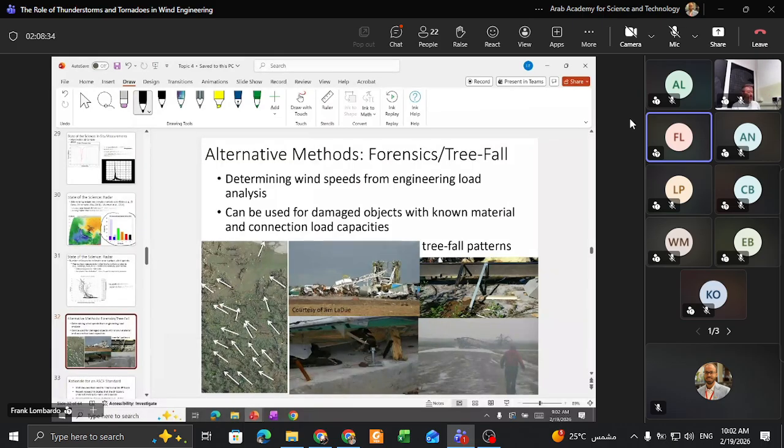sign damage. So just do a forensic engineering estimate, right? You know the surface area of the sign. You can get the drag coefficient of the sign. If you have that information, then you can estimate the wind speed required to knock it down, assuming you know too the resistance properties of the structure itself.